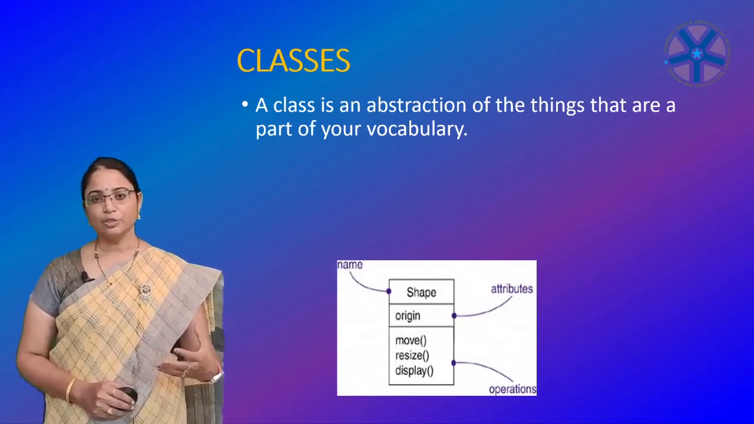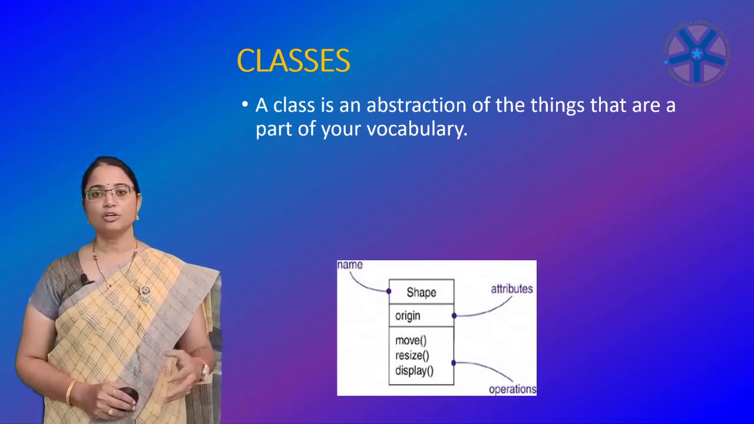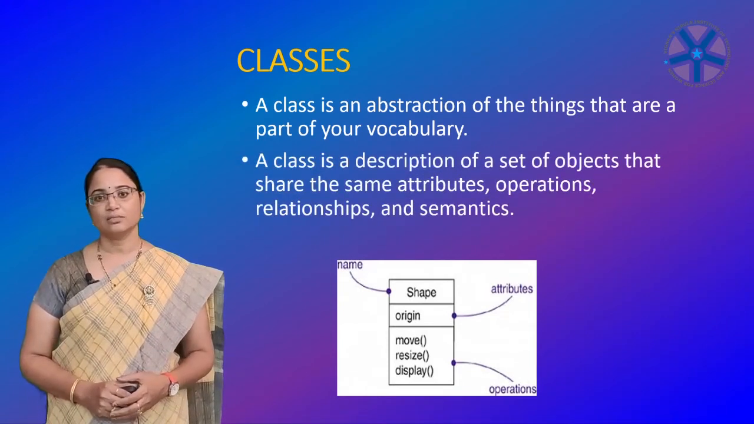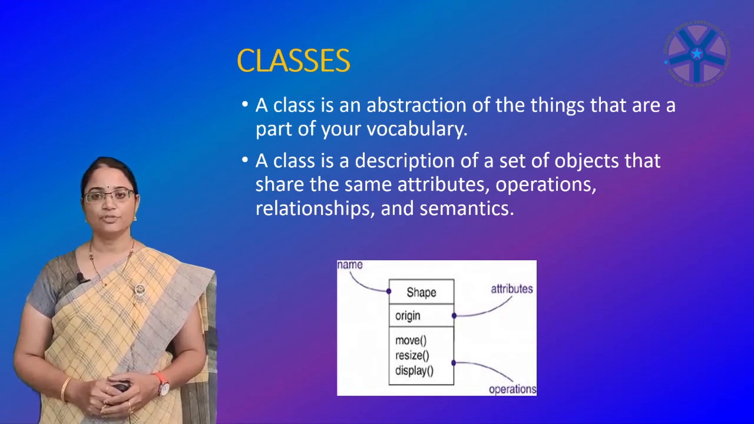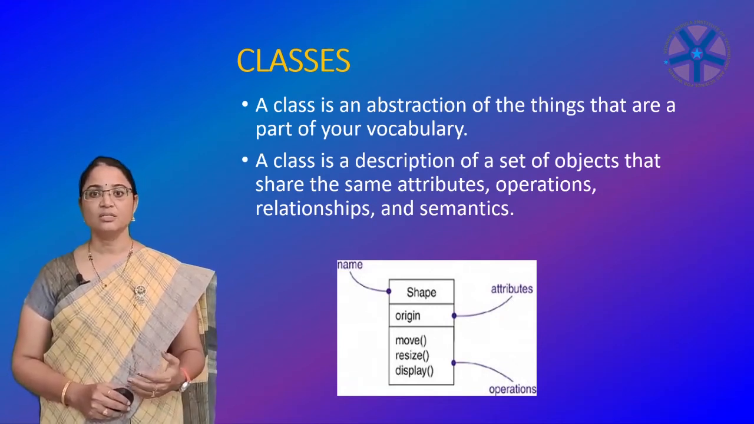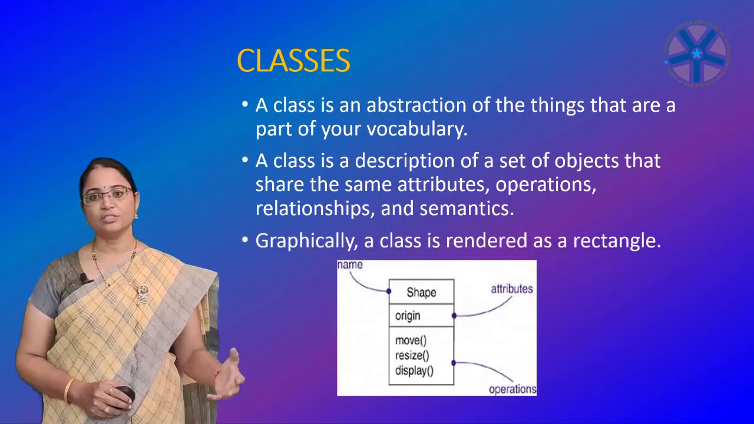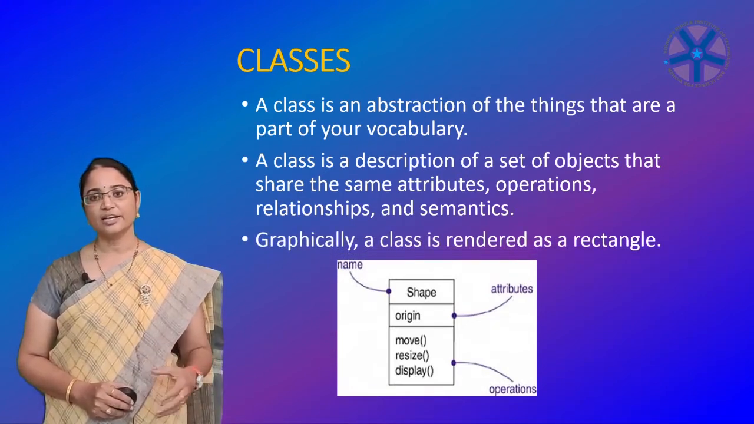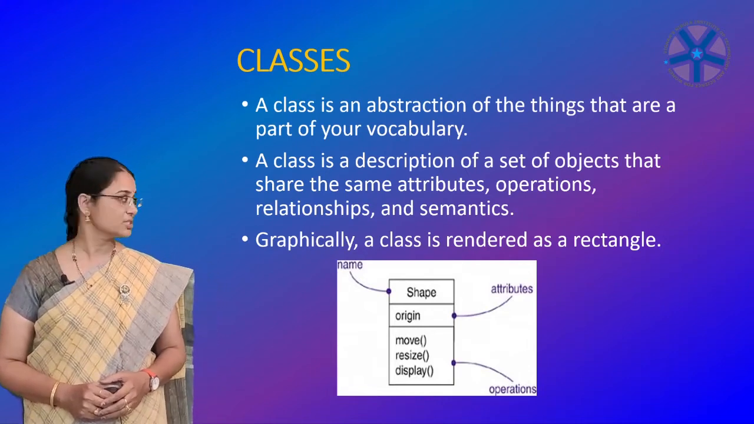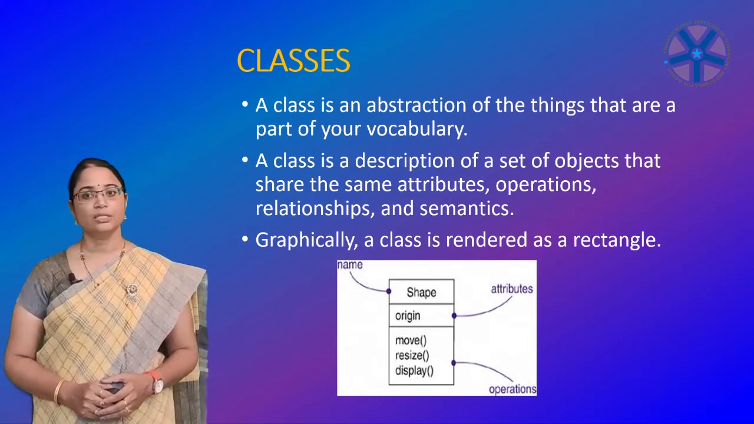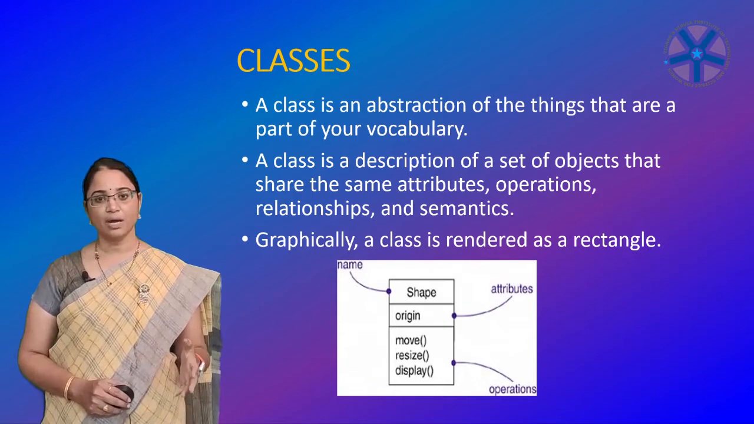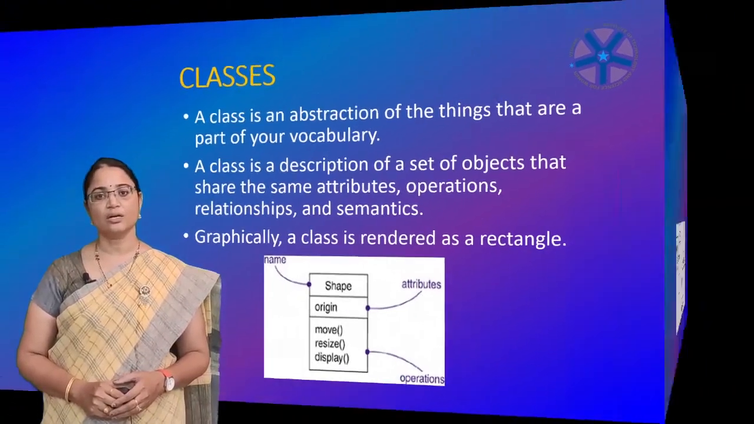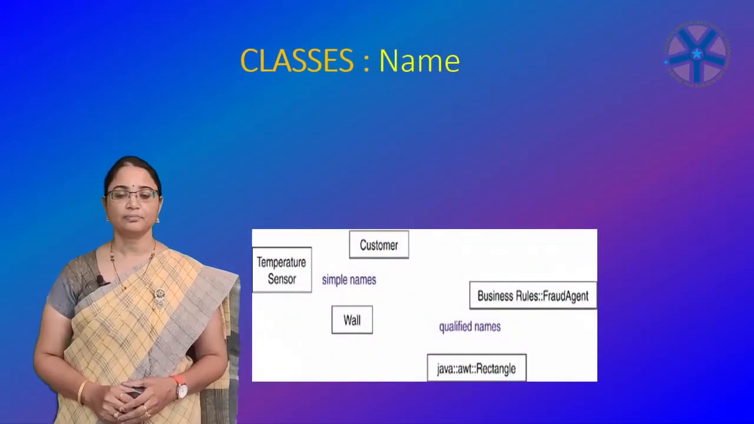Here, coming to the classes, we have some terms and concepts of the classes. Coming to the definition of the class: a class is a description of a set of objects that share the same attributes, operations, relationships, and semantics. Graphically, a class is rendered as a rectangle. You can see it in the figure. So here, every class will have a name, attributes, and operations. There is one more optional compartment that is used for the responsibilities of a class.